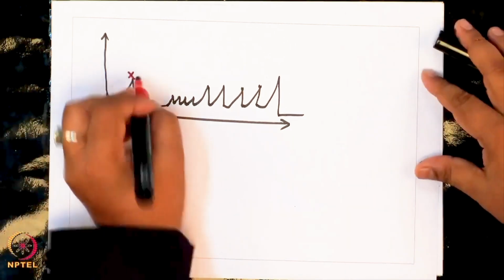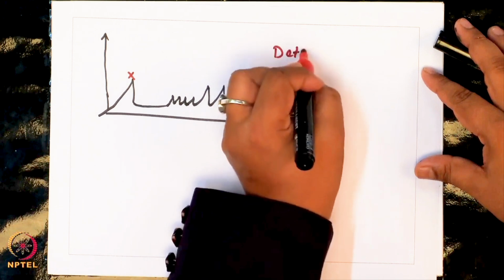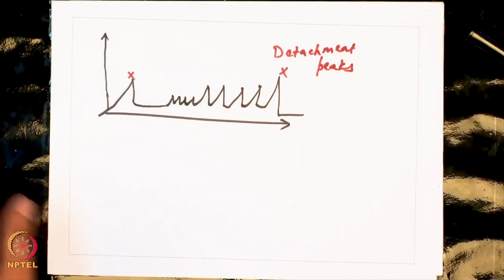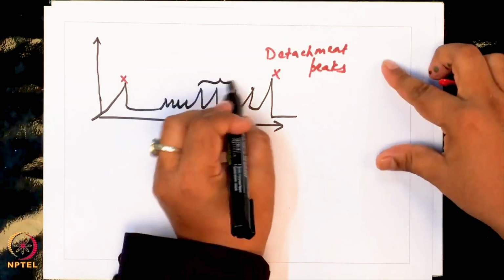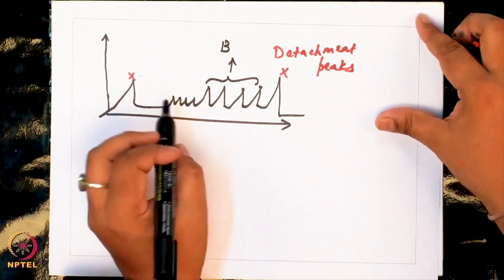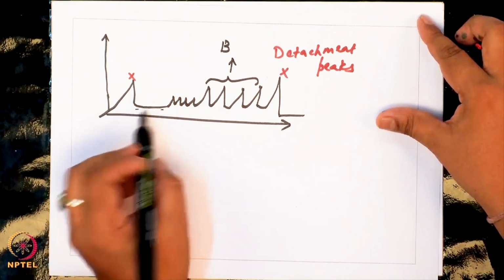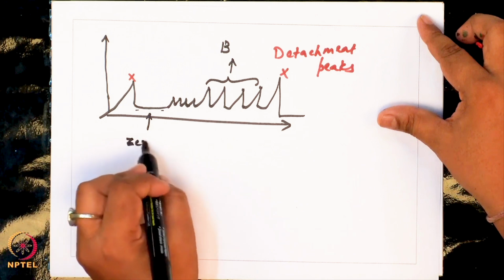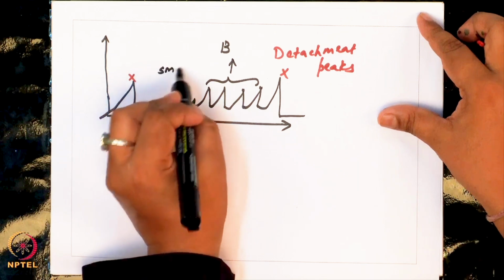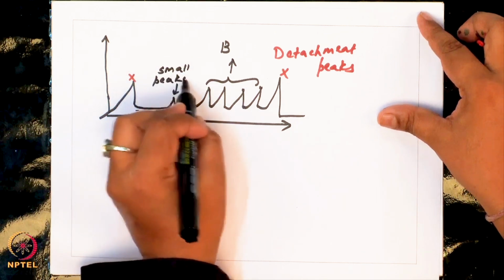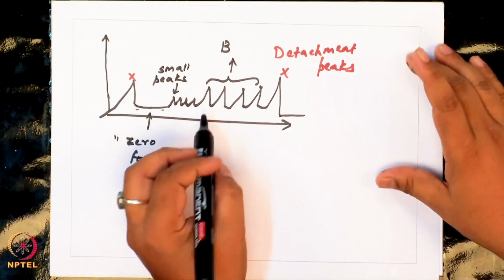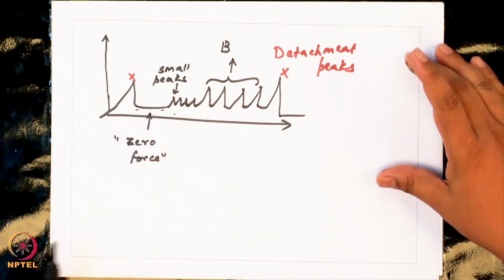Once again these are my detachment peaks. I know that these 4 correspond to B, the folding and unfolding of domain B. Now, you have a small amount of length, again 0 force, followed by these small peaks. So, now you have 3 species, right. One, the unfolding signature of which you know, and then there are 2 additional things.